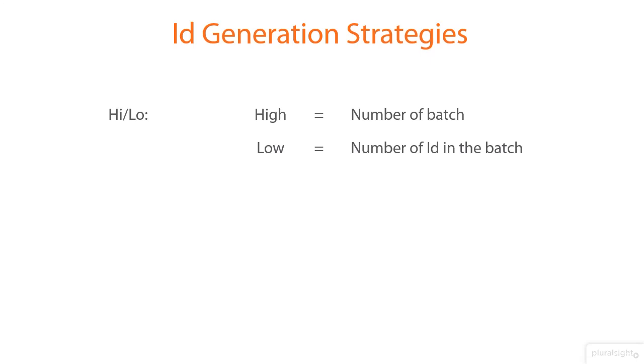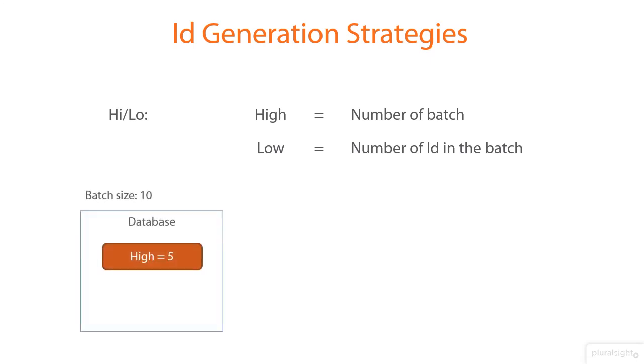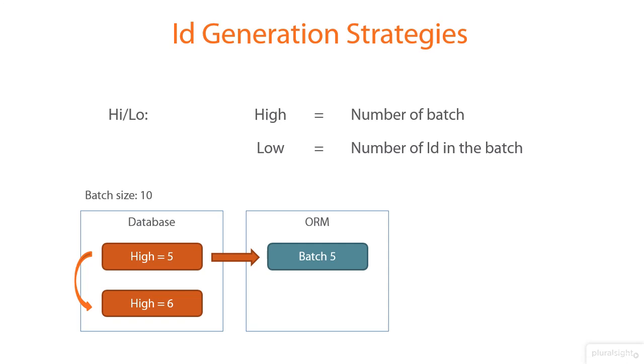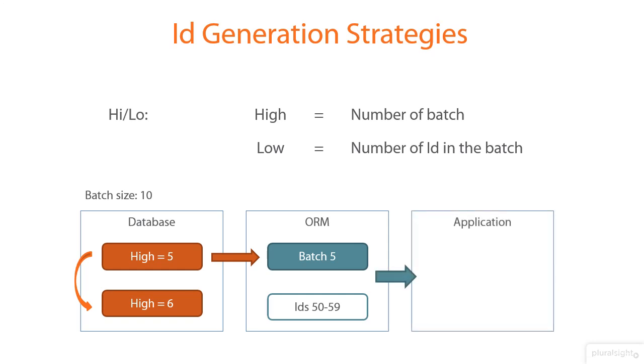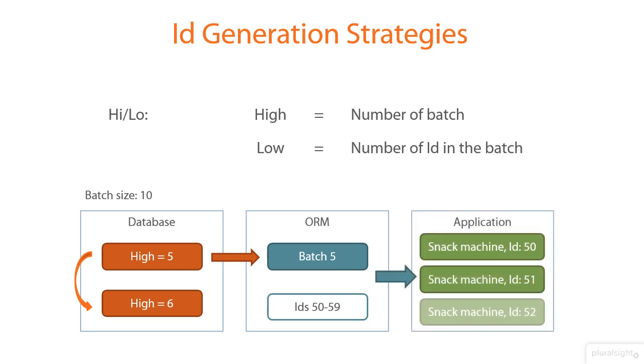So for example, let's say that the batch size is 10 and the current high number is 5. When a client application is about to set a new ID to an entity, it increments the high number stored in the database and thus gets the batch number 5 with the identifiers ranging from 50 to 59. The client then can safely use these identifiers to assign to new entities, knowing that they are reserved for it exclusively.